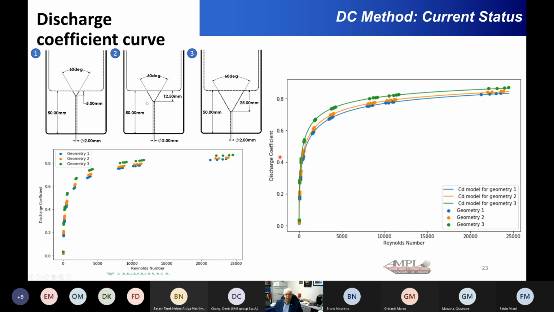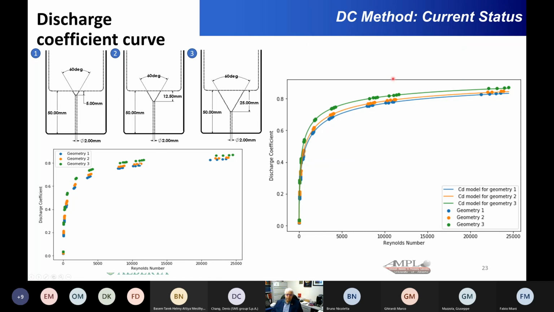We see at the top left here three different designs of orifices, same angle, but different depths, and the length of the orifice here is different. This is a measured discharge coefficient as a function of Reynolds number for the three different geometries, and you can see there are some small differences in the friction factor, in the discharge coefficient, which you would expect because the geometry is different.